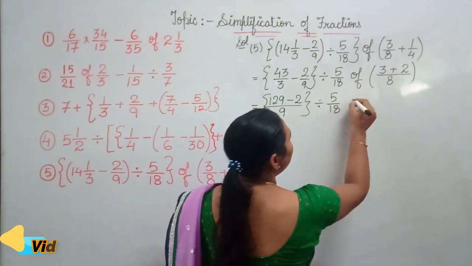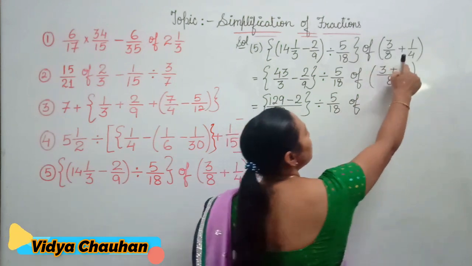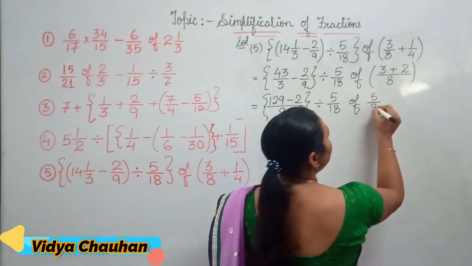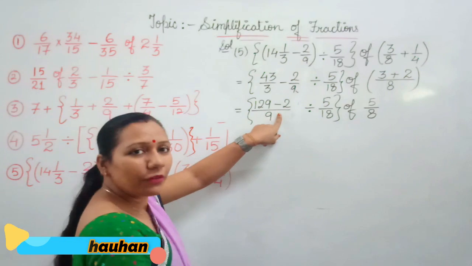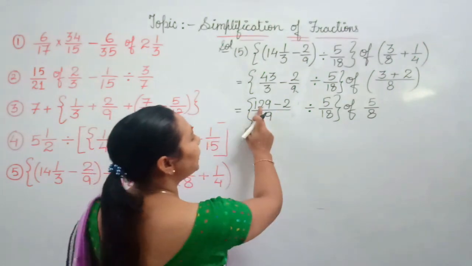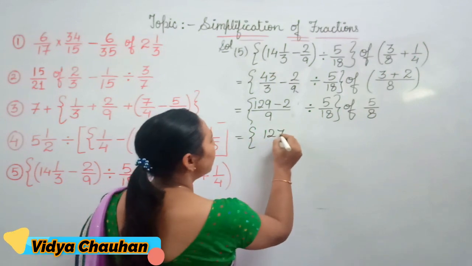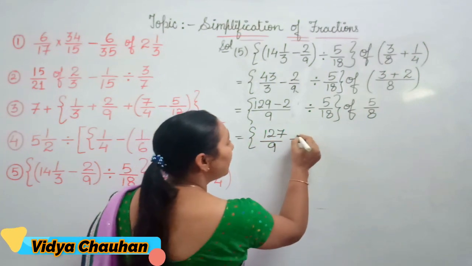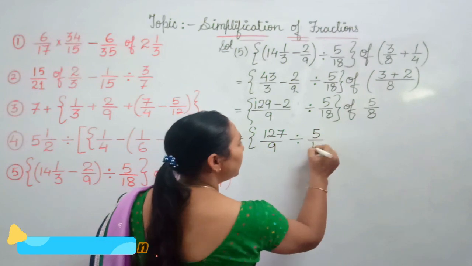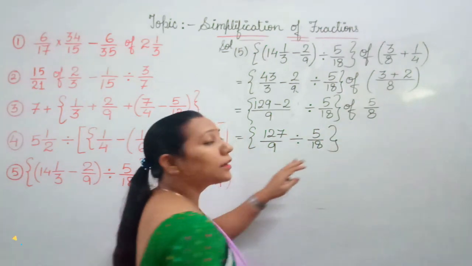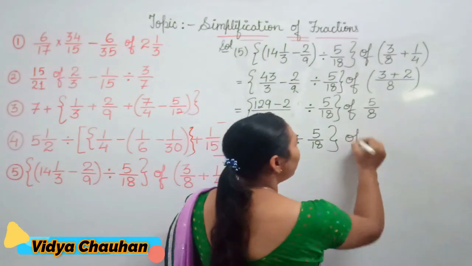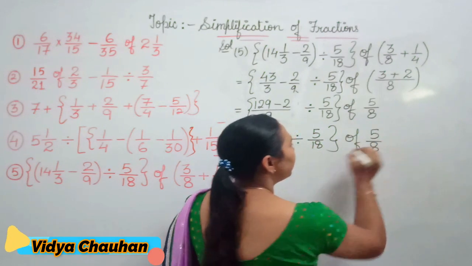5 upon 18 of 3 plus 2, 5 upon 8. So now children, we have to subtract this term here. So 129 minus 2 will give 127 upon 9 divided by 5 upon 18 closed in curly bracket, of 5 upon 8.